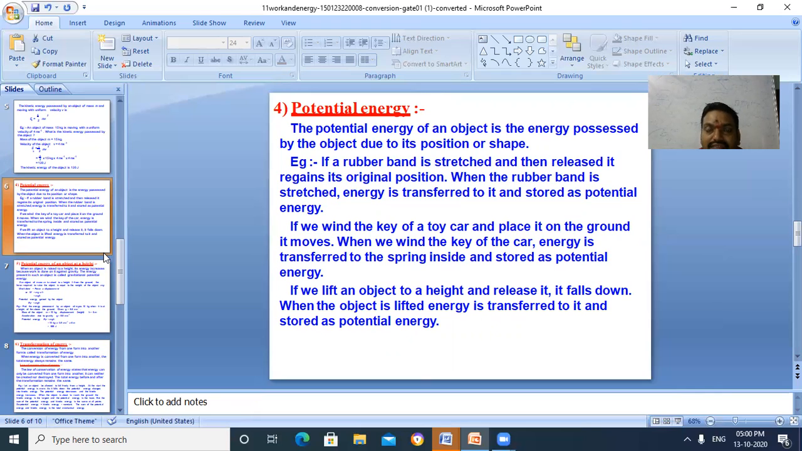So therefore, when there is a deformation in the shape of the object, then also we can say that potential energy is obtained. So if we wind the key of a toy car and place it on the ground, it moves. When we wind the key of the car, energy is transferred to the spring inside and stored as potential energy. So if you lift an object to a height and release it, it falls down. When an object is lifted, energy is transferred to it and stored in the form of potential energy. So therefore, there must be a change in the shape or position of the object.